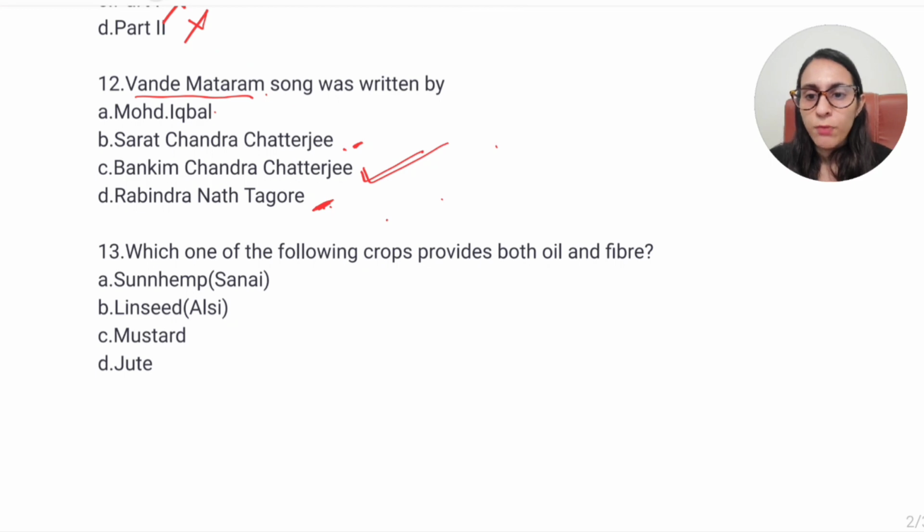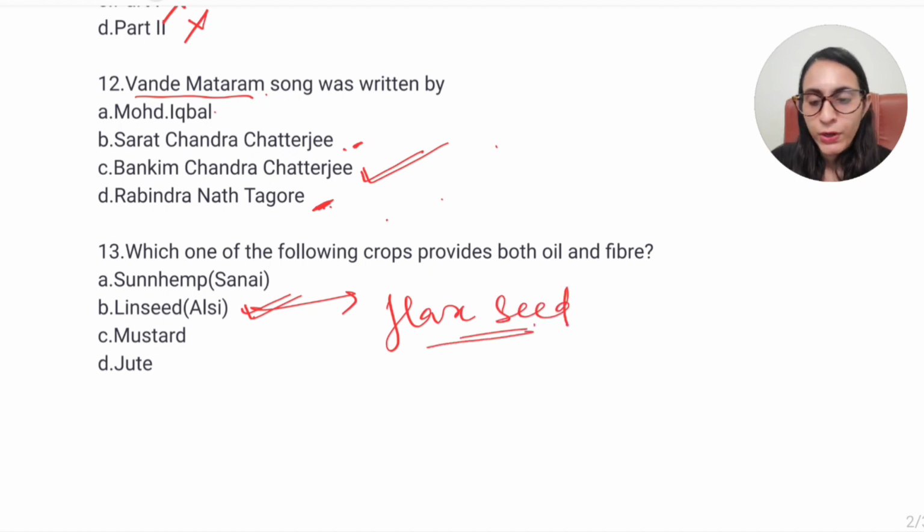Which of the following crops provide both oil and fiber? So it's alsi, the linseeds. Linseed provides both oil as well as fiber. Linseed oil is extracted from the flaxseed, which was trending during the COVID times. Everybody was buying flax seeds. These are also known as linseeds, and the leftover seed husks can be used for the fiber production. So it is used both in oil and the fiber.